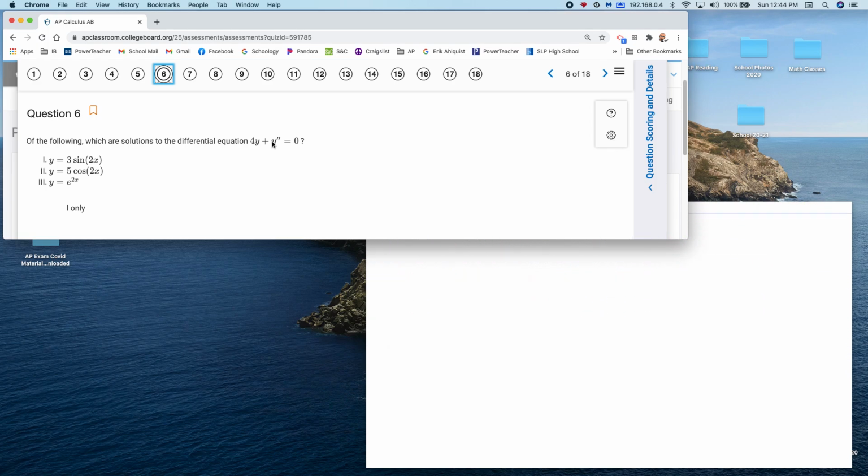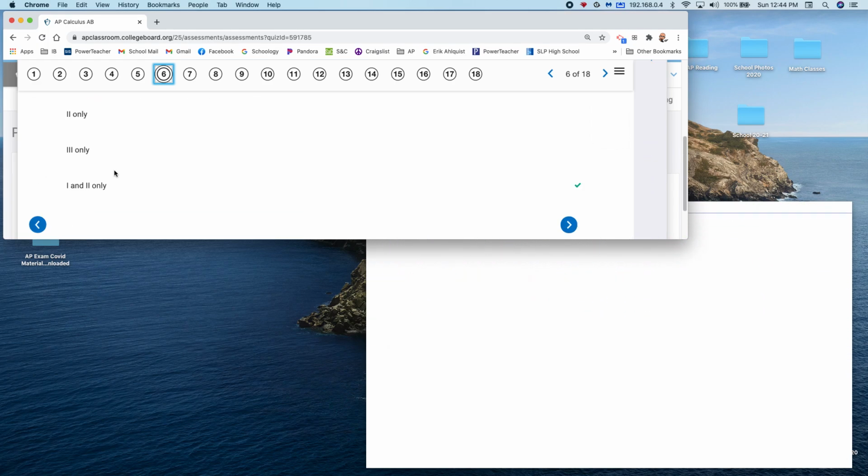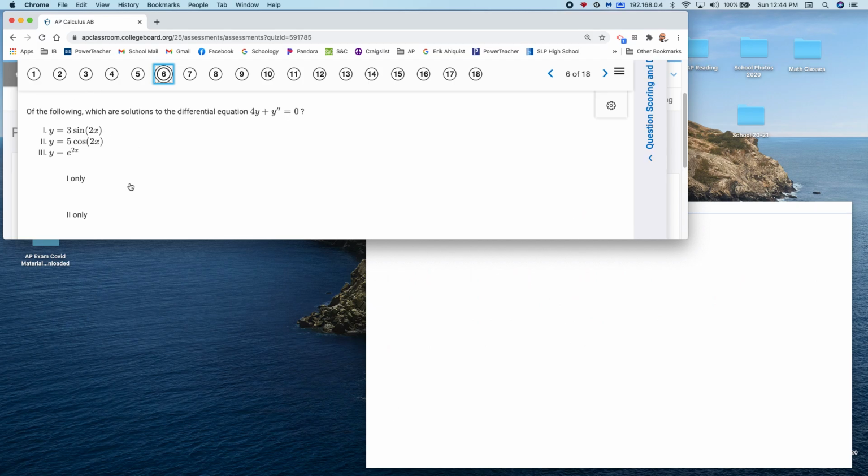Second derivative, right there. These are some of the toughest ones, I think, on the AP when they say 1, 2, 3 only, or 1 and 2. And the key is just to figure out, well, does one work? So Roman numeral number 1 says if y is equal to 3 sine 2x, that means y prime is going to be 3 sine 2x times 2, or in this case 6 sine 2x.